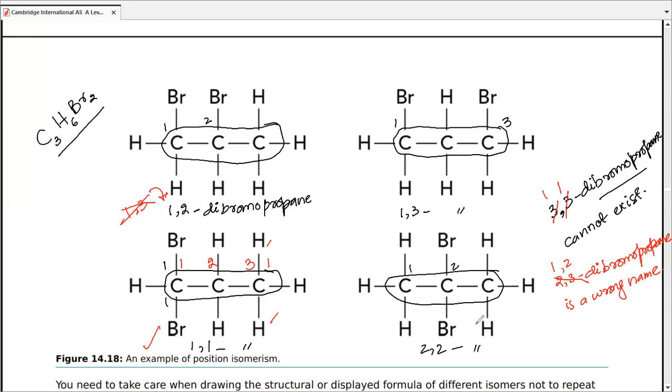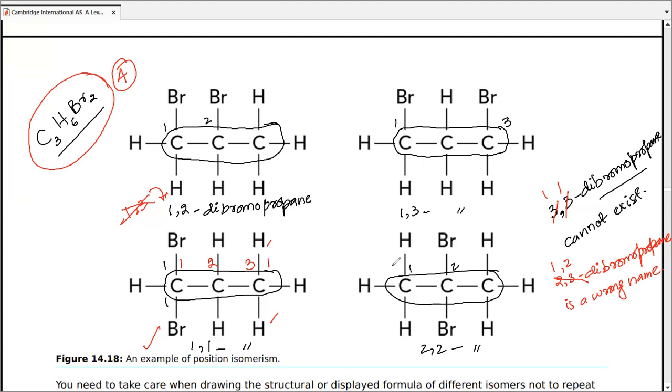Another way of asking this question, which actually makes it more difficult, is to talk about how many position isomers this structure would have. They would simply give you the formula and they would ask you the total number of position isomers. And let me tell you, the total number of position isomers for this one are 4, and those 4 have been drawn over here.